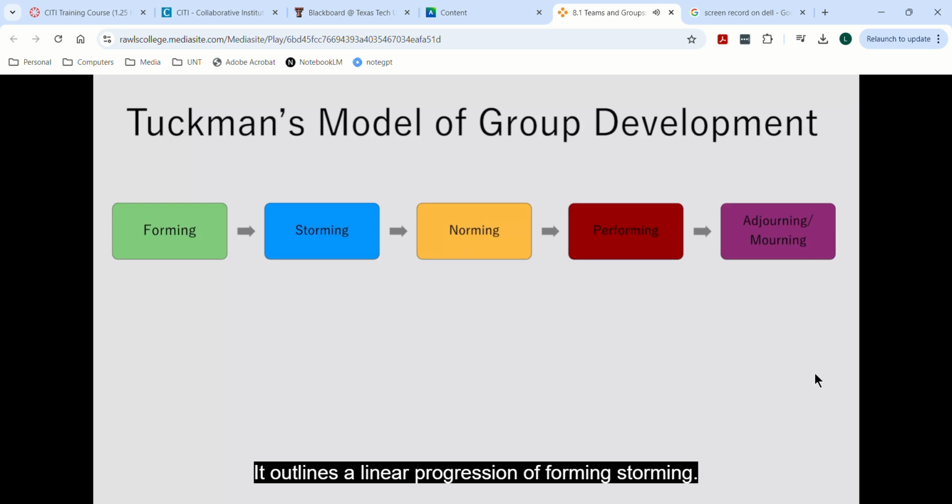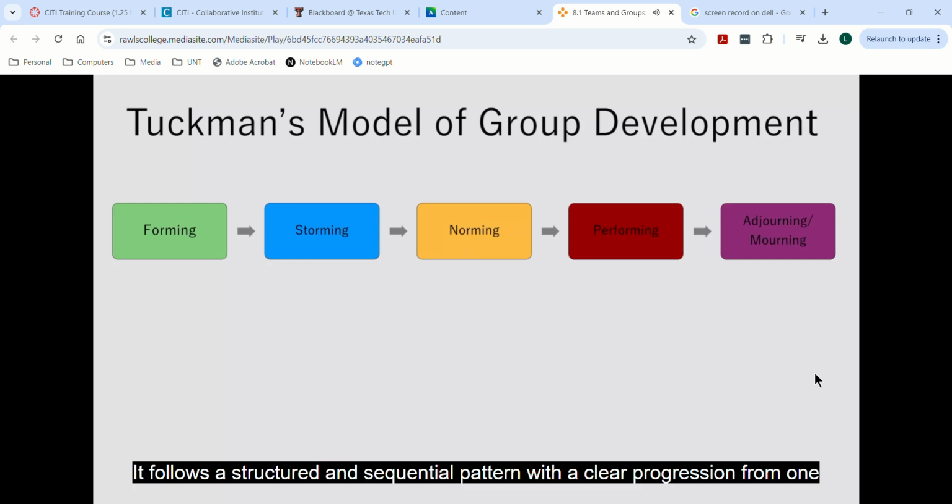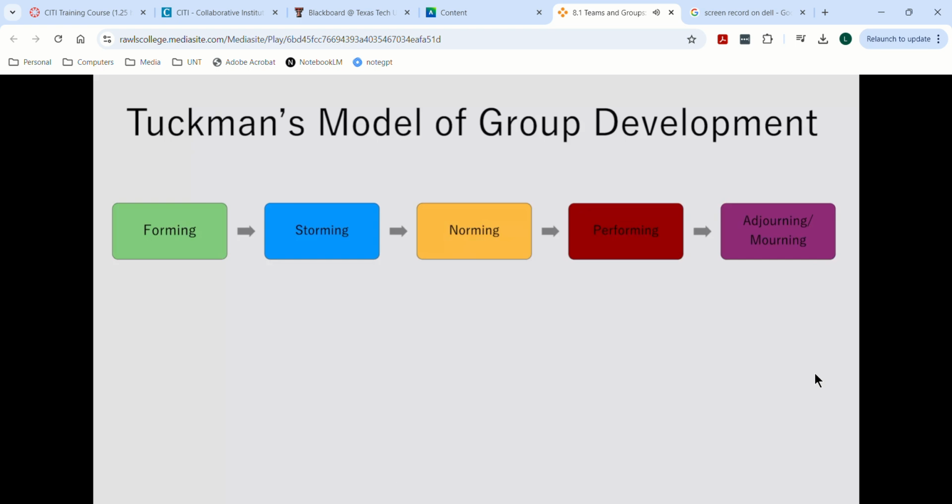It outlines a linear progression of forming, storming, norming, performing, and adjourning or mourning stages, which, to be honest, I don't like since it doesn't rhyme with the others. It follows a structured and sequential pattern with a clear progression from one stage to the next.